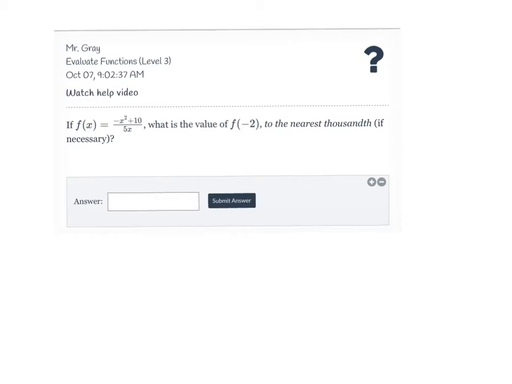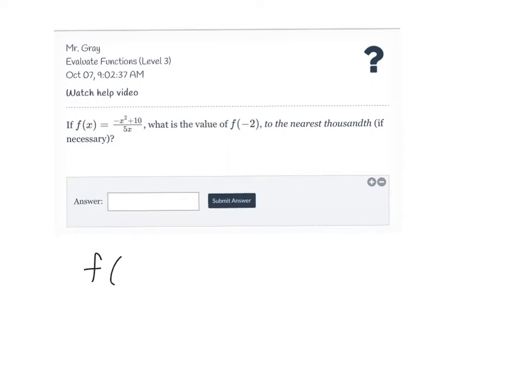It says if f of x is equal to negative x squared plus 10 over 5x, what is the value of f of negative 2 to the nearest thousandth? All right. So remember, with functions, what goes inside the parentheses here, that's our input. And our input is represented by x. So I'm going to go ahead and take this negative 2 here and plug it everywhere I see an x in my equation, which will look something like this.